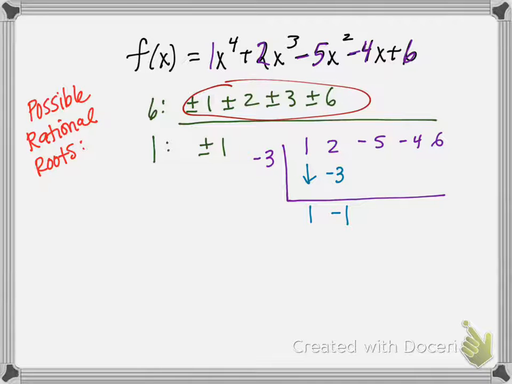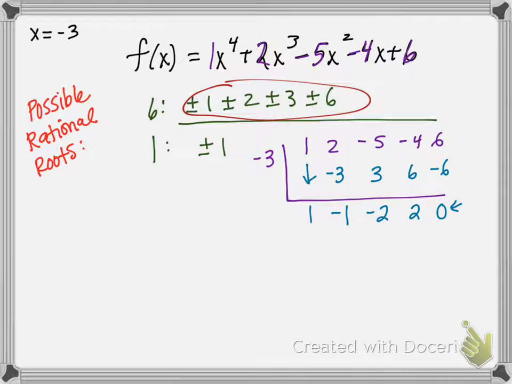Multiply -3 and -1, which is +3, add -5 plus 3, which is -2. Multiply -3 times -2, which is 6, add -4 plus 6, which is 2. Multiply -3 times 2, which is -6, and when we combine 6 minus 6, we get 0. So if we get a 0 here as our remainder, that means that -3 is a root. So far I know that x equals -3 is one of our roots.